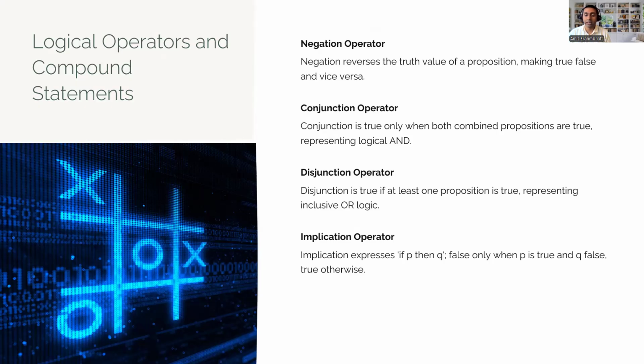Conjunction, written as P and Q, is true only when both P and Q are true, which mirrors how the word and is commonly used in everyday language. Disjunction, written as P or Q, is true when at least one of P or Q is true, including the case where both are true. This inclusive meaning of or is important, especially in programming and logic circuits. Implication, written as P implies Q, represents if P, then Q.